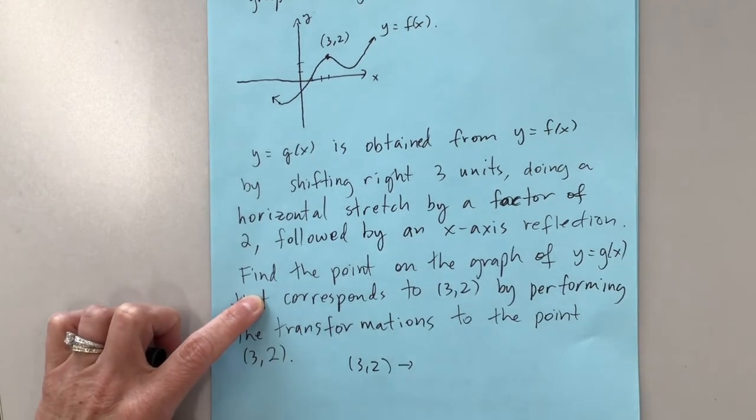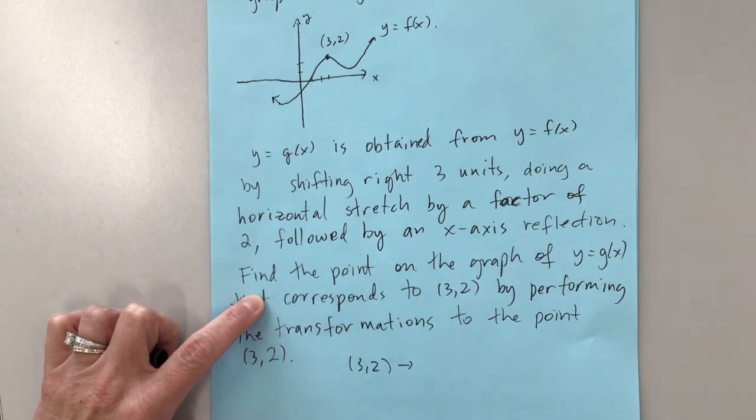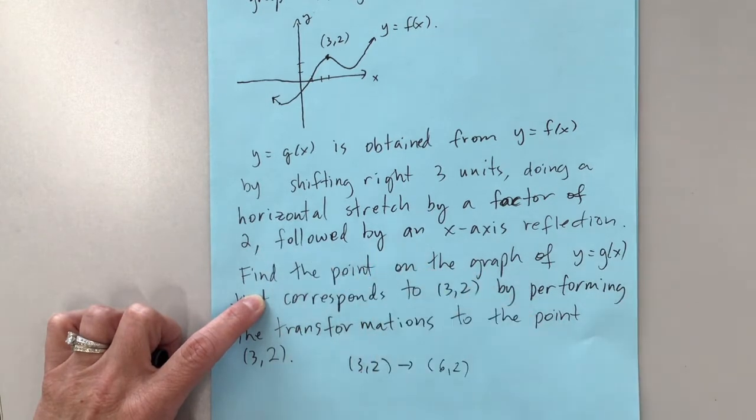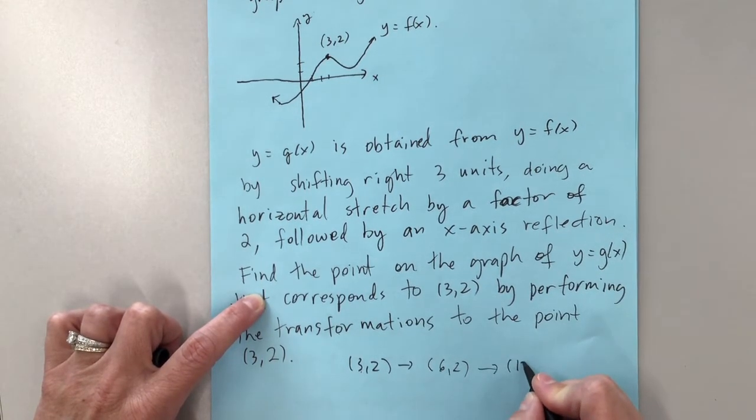and we'll perform the first transformation, which is to shift right 3 units. Shifting right 3 units means x is going to be getting bigger, so we add 3 to 3. Shift right by 3 units, we add 3. That takes us to the point (6, 2). Next we have a horizontal stretch by a factor of 2. That means we take our existing x-coordinate in this step and multiply it by 2. That takes us to the point (12, 2).